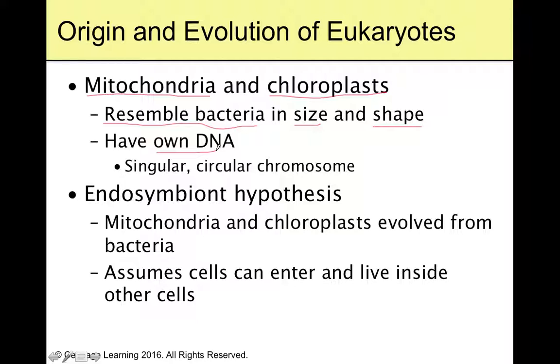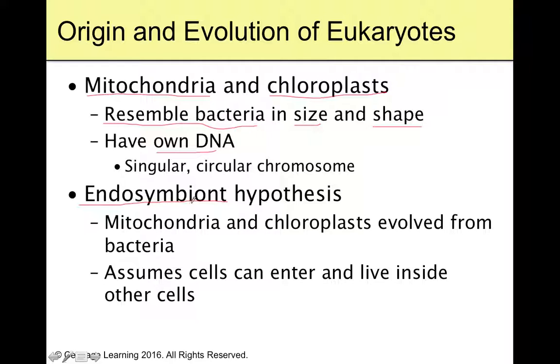And so when we look at all these features, it seems to point to the idea that mitochondria and chloroplasts in the past were bacteria. And the bacteria got into an early cell, and the cell started to rely on the bacteria, and the bacteria started to rely on the cell, and we call that the endosymbiosis theory or the endosymbiont hypothesis.